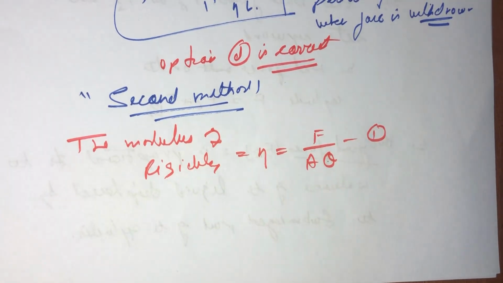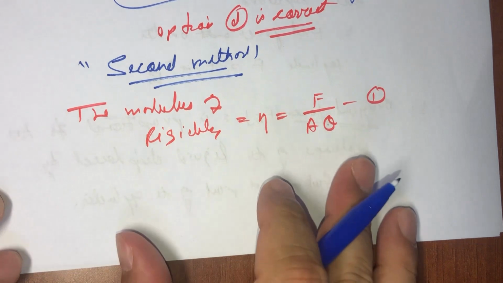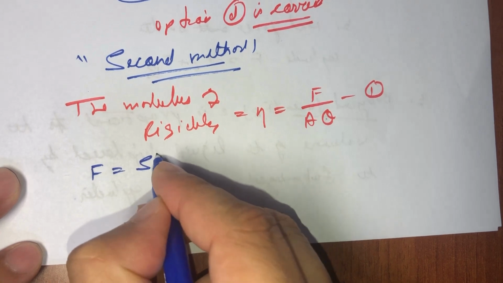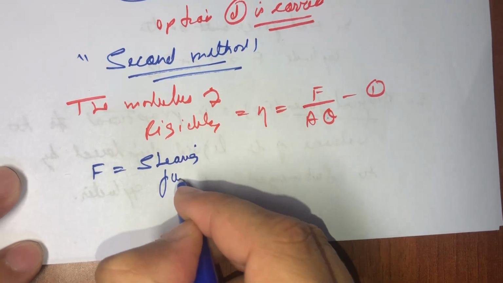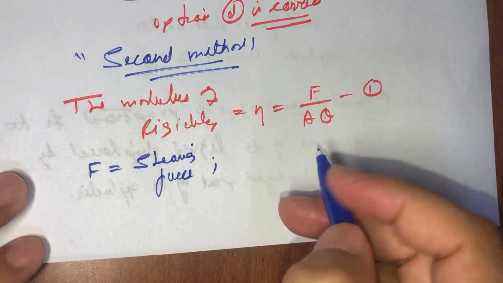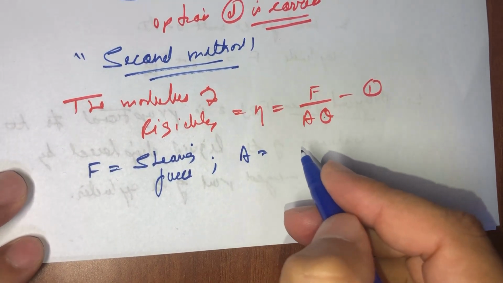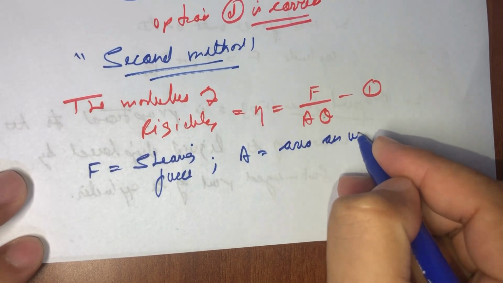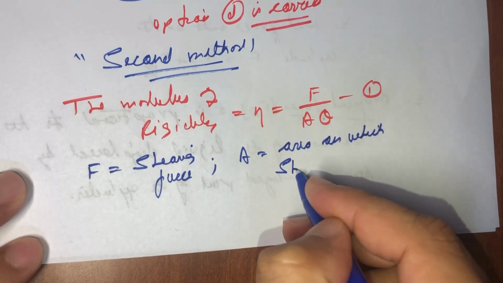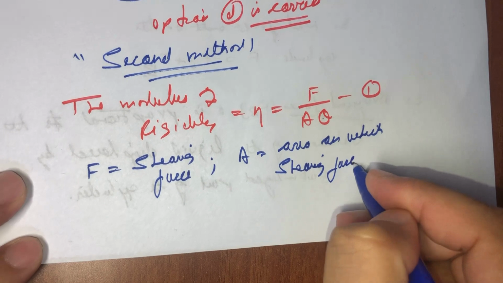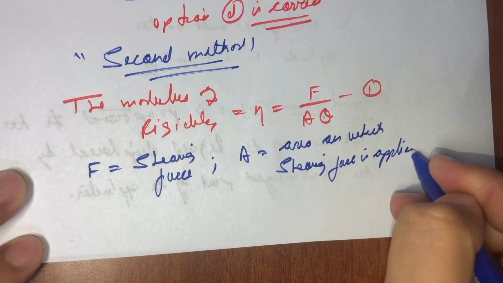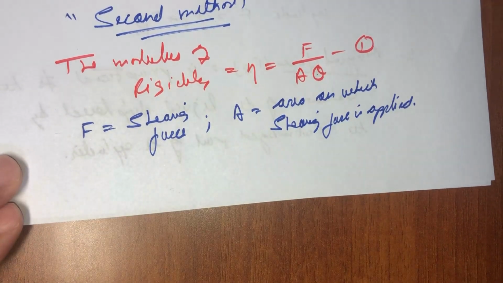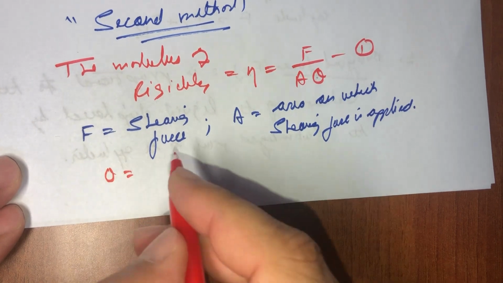Let us call this equation 1, where F is the shearing force or applied force. A is our area on which the shearing force is applied, and theta is our angle.